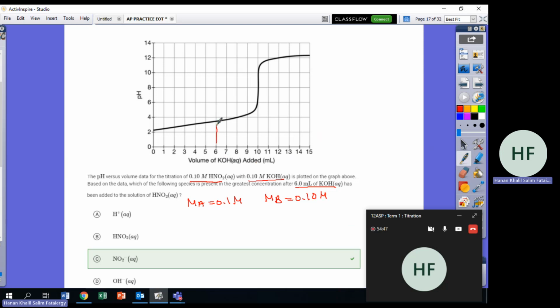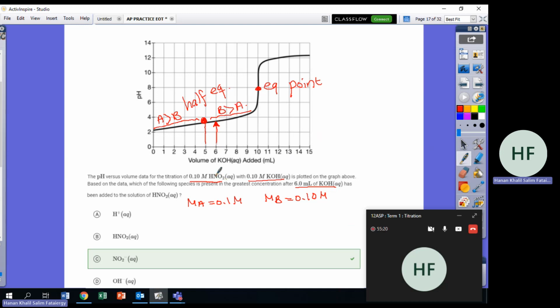Is this point at equivalence, before equivalence, or after equivalence? The equivalence point is at 10. Okay, so this is the equivalence point, which means half equivalence is at 5. Since this is half equivalence, before it the acid is greater than the base, and after it the base is greater than the acid. Okay, so at 6 the conjugate base is more than the acid.